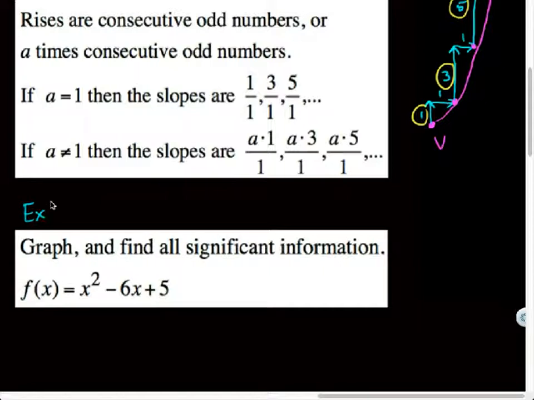Let's do our first example. All right, so I said graph and find all significant information. By all significant information, I'm referring to the vertex, the x-intercepts, the y-intercept, the axis of symmetry, the slopes, which way this opens, and all that stuff that we just talked about. Hopefully we'll get this one example done.